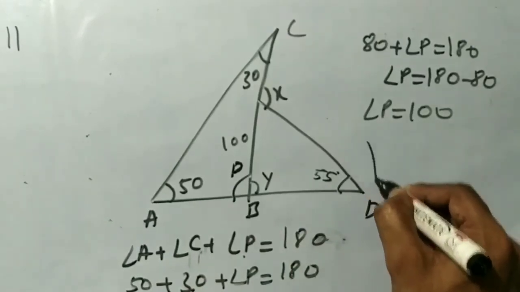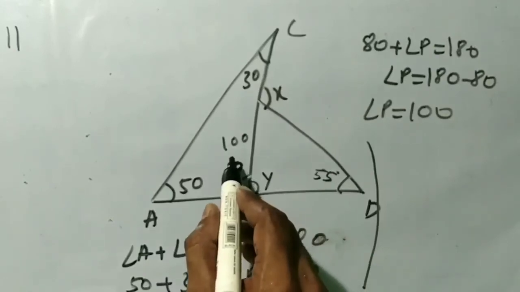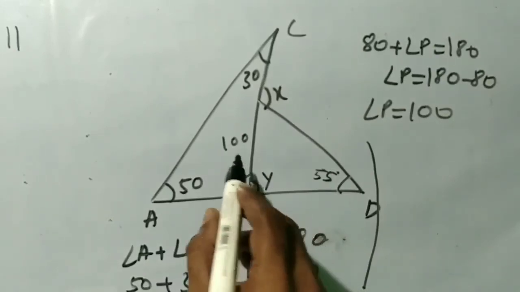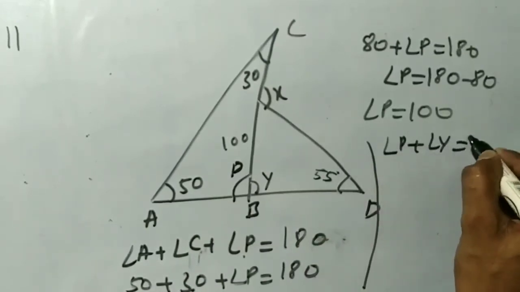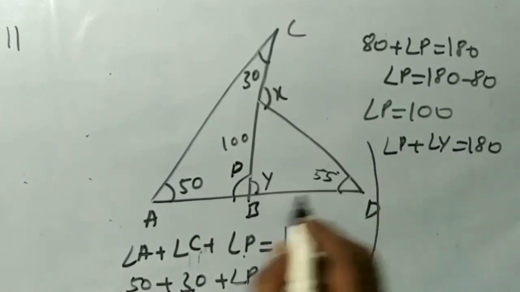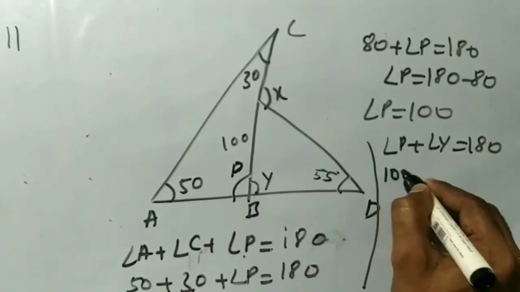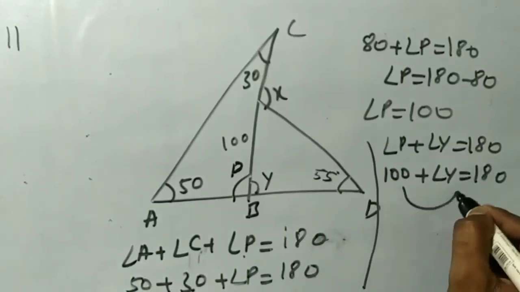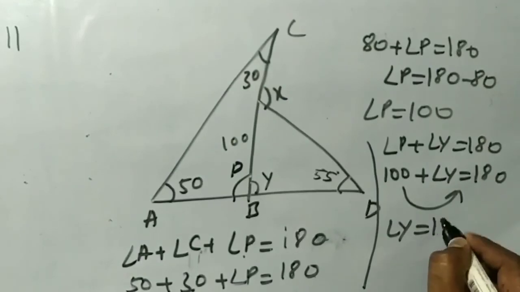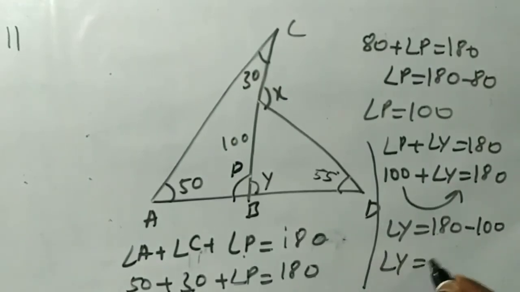Then we can find this one again. This is 100. We can find this one easily because the summation of two angles on a straight line is equal to 180. So this 100, this becomes 80 easily. Angle P plus angle Y is equal to 180 because it is a straight line, which forms two angles with summation 180. Angle P is equal to 100 plus angle Y, which we don't know, is 180. Then angle Y is equal to 180 minus 100, so angle Y is equal to 80.